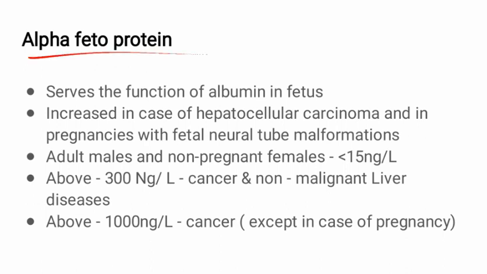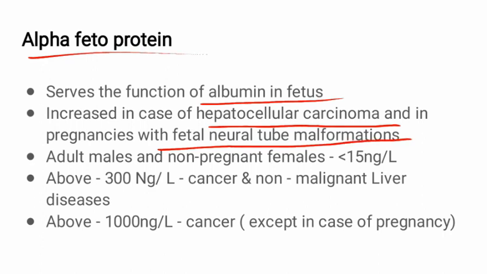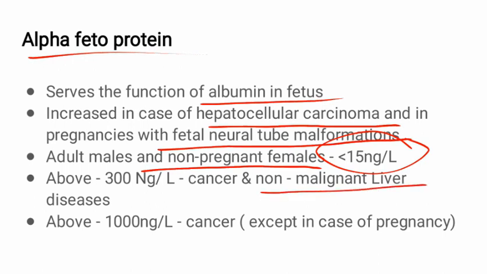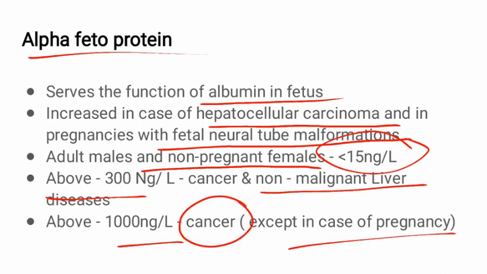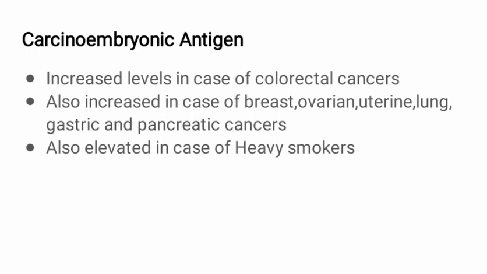This serves the function of albumin in case of fetus. It is increased in case of hepatocellular carcinoma and in pregnancies with fetal neural tube malformation. The normal value in case of adult males and non-pregnant females is less than 15 nanogram per liter. Above 300 nanogram per liter may be cancer, or it may also be due to non-malignant liver diseases. If it is present above 1000 nanogram per liter, then you can confirm it as cancer except in case of pregnancy.